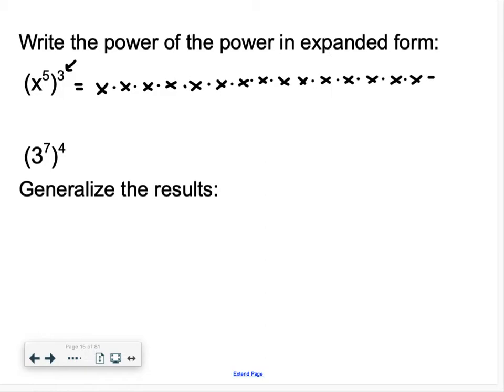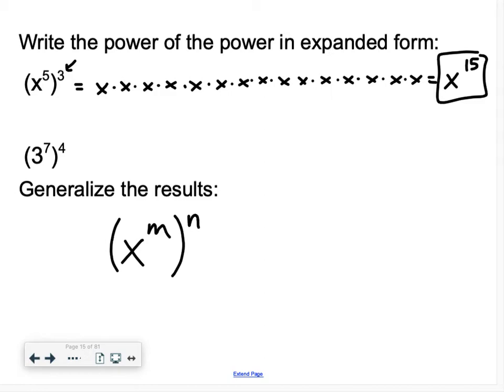Now that was kind of painful to expand, right? But you always have that option to think about what you're doing. Okay, I'm not going to expand 3 to the 7th 4 times because that just takes a while. But you can probably already see that when you have a power on a power, like x to the m raised to another nth power, you simply multiply those numbers together. Like 5 times 3 is 15.